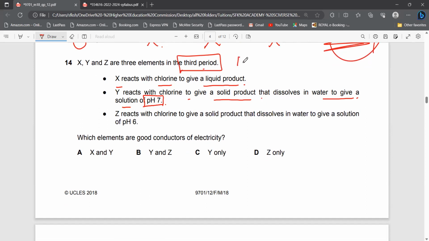तो पीरियड 3 में it's only sodium whose chloride dissolves in water to give a pH of exactly 7. बाकी सबके तो chlorides के pH values different होती हैं, right, with water. So this has to be sodium chloride. Okay, now Y has to be sodium chloride.